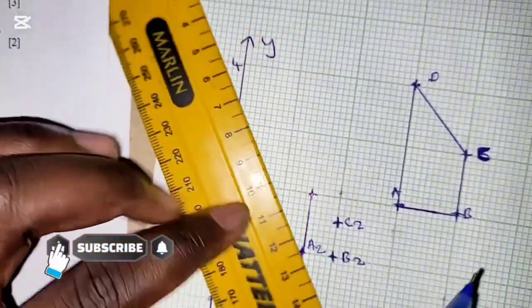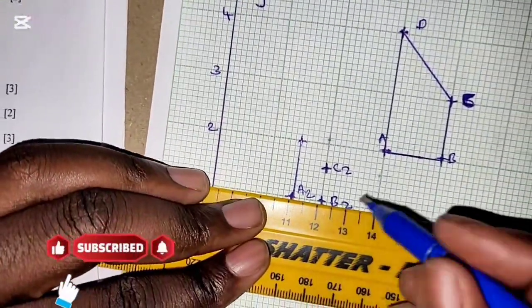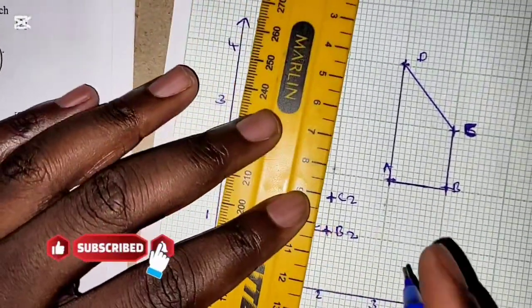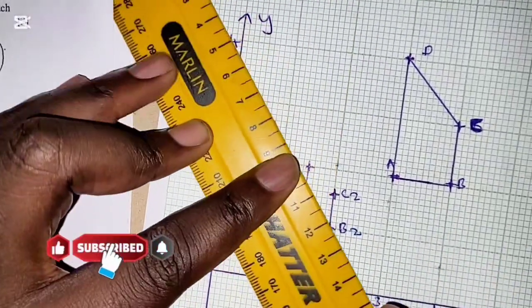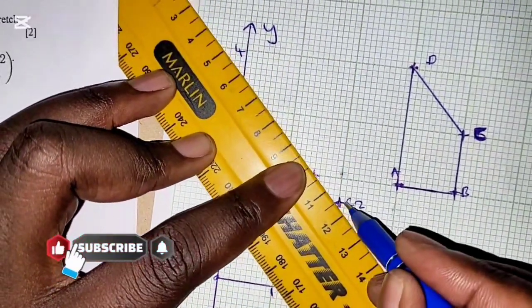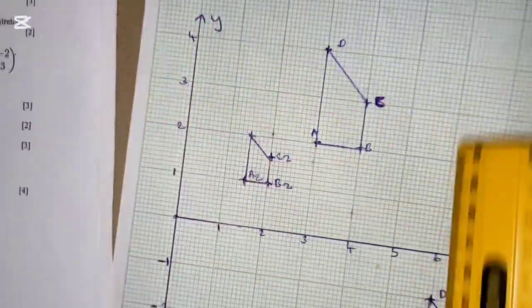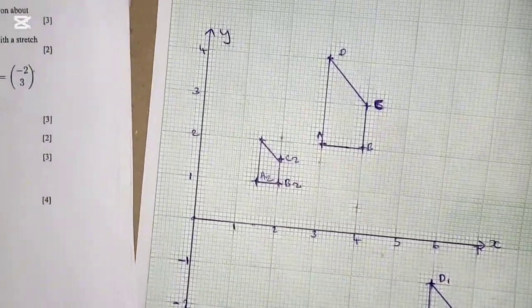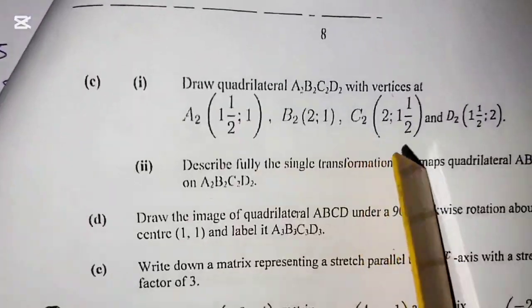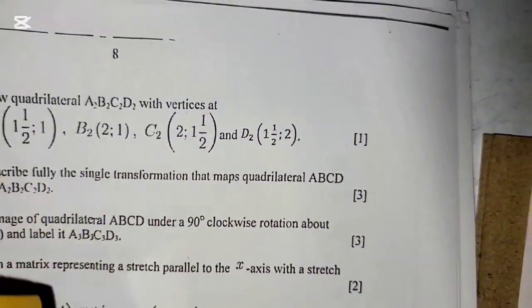So this one, I believe it's enlargement. Enlargement is to make things bigger or smaller. Okay, let's find out. Describe fully the single transformation that maps ABC onto A2, B2, C2.